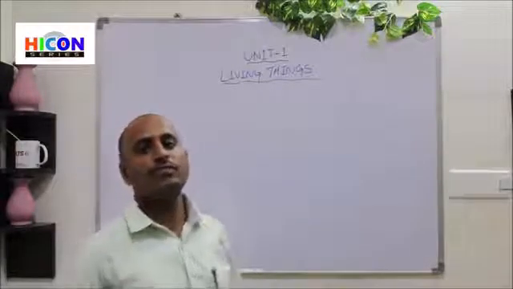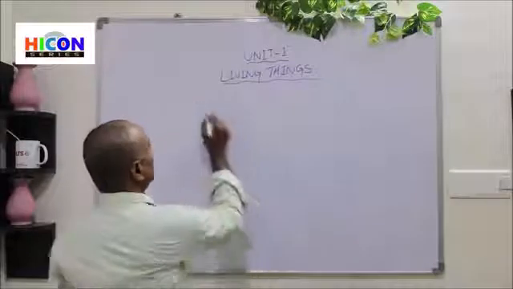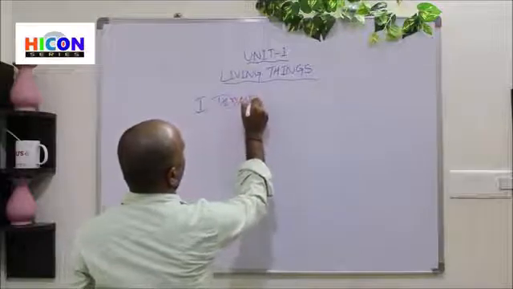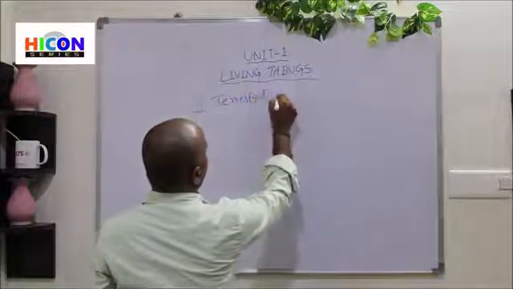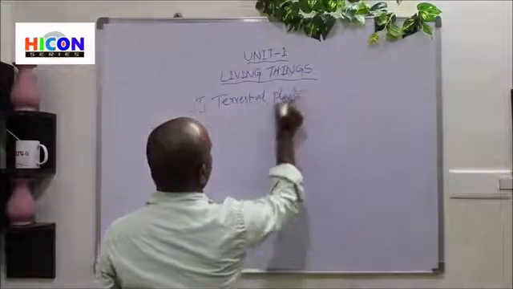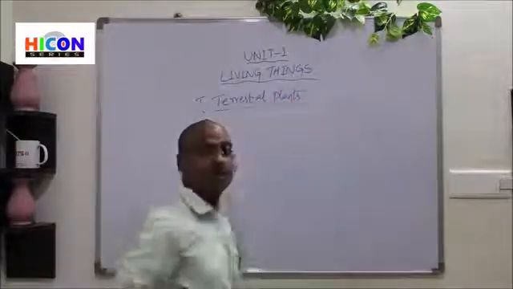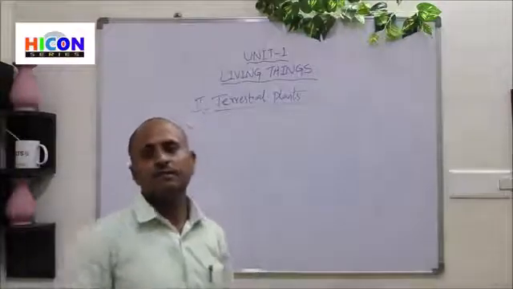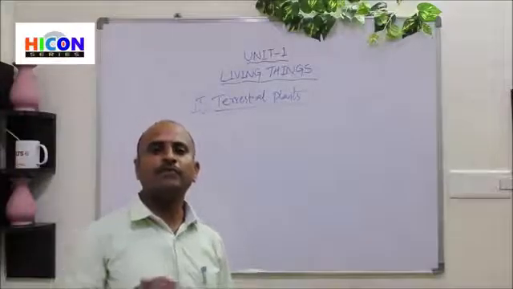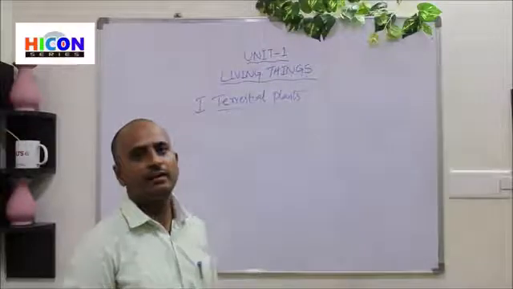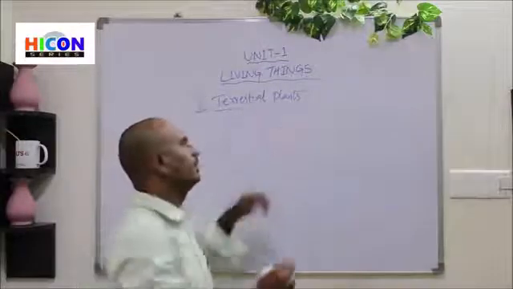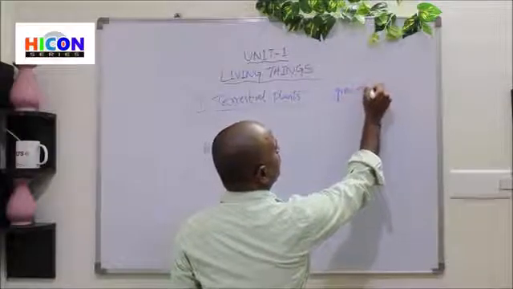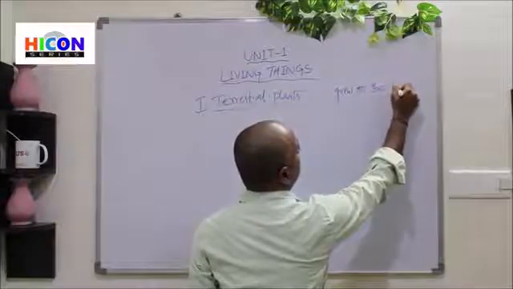Now we will discuss the first type of plants, that is terrestrial plants. So what are terrestrial plants? Terrestrial means land. So the plants which grow on the land are called terrestrial plants.